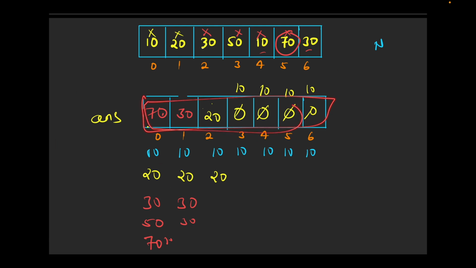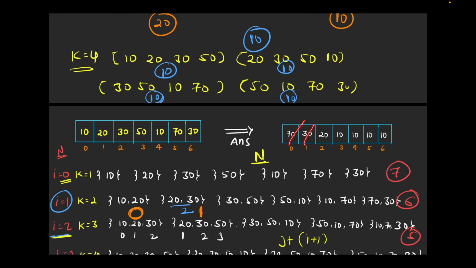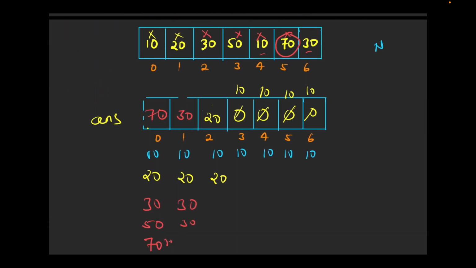This is our final answer: 70, 30, 20, 10, 10, 10, 10. If you try to compare over here, 70, 30, 20, 10, 10, 10, 10. Basically what we are doing is moving for every element, and we are trying to check if this element is smaller for how many subarrays. If you figure out that 10 is smaller for every single subarray, then we are moving to the answer and updating 10 everywhere.